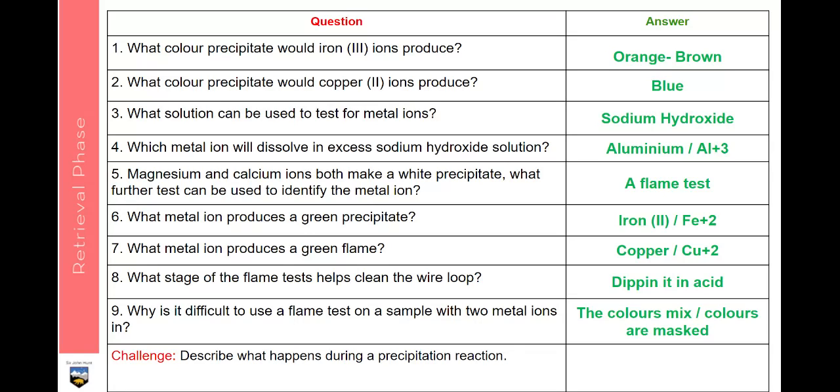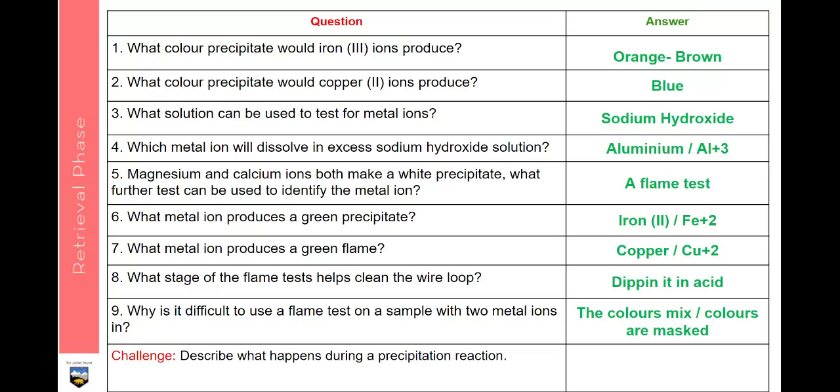So if we add iron-3 ions in a precipitate, it would form an orange-brown colour. Copper-2 ions produce a blue precipitate. The solution used to test for metal ions is sodium hydroxide. The metal ion that dissolves in excess sodium hydroxide solution is the aluminium ion, which is Al3+. Number 5, we can use a flame test.